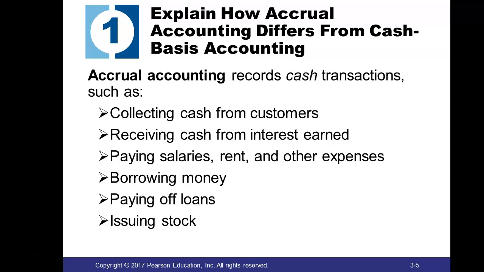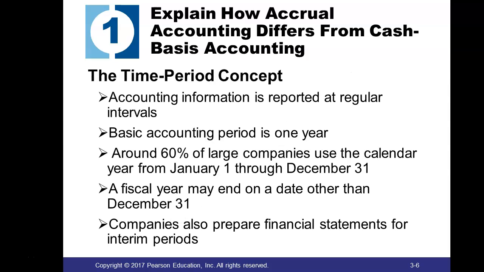So cash-based transactions, you basically record when you receive cash, or when you pay for something, or when you borrow money and receive it, when you pay off a loan, or when you issue stock. Again, these transactions are not wrong. It's just that they have to be recorded differently if we're going to be using the accrual basis of accounting. So when we talk about accrual basis of accounting, we're definitely dealing with a time period concept.